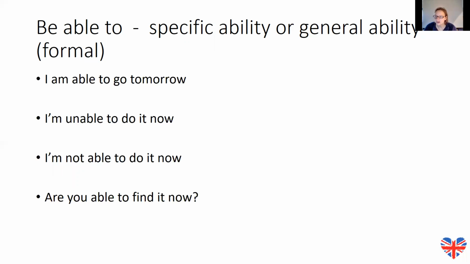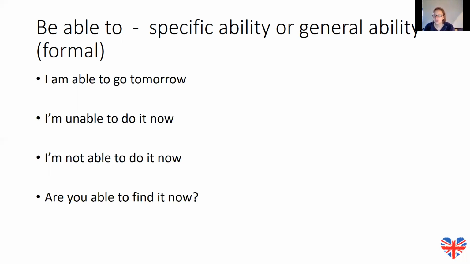So some examples. I'm able to go tomorrow. So this is talking about generally now, but tomorrow is quite close. So we can still use it about the future. I mean, you could say I will be able to go tomorrow, but actually we would more usually say I am able to go tomorrow, because we're talking about how we feel now about something that's going to happen.